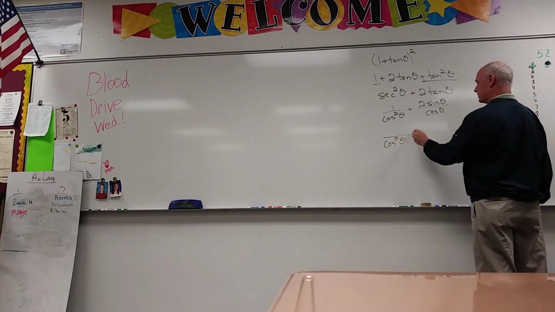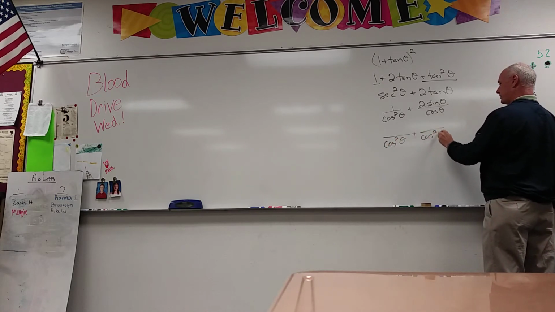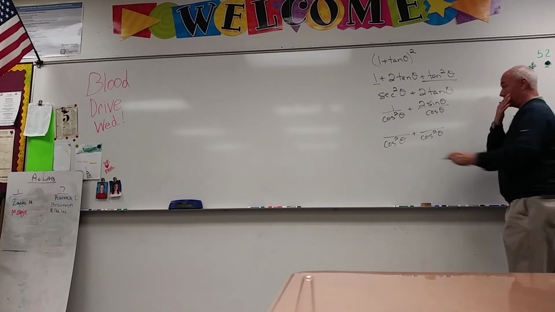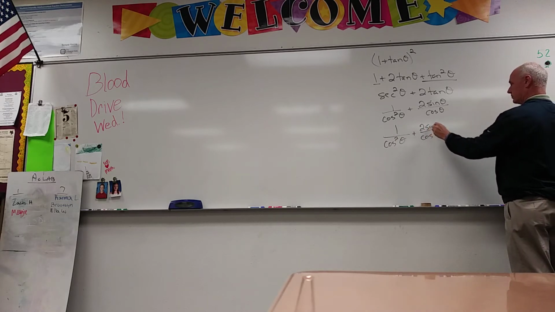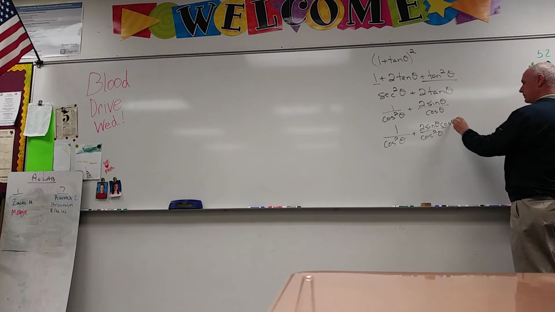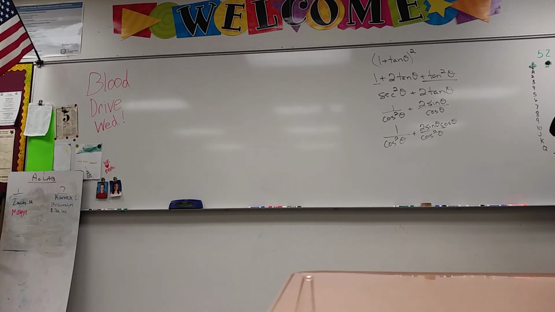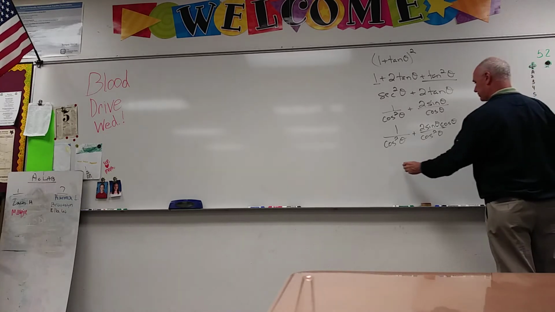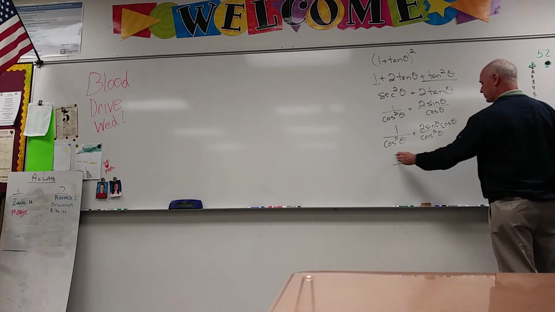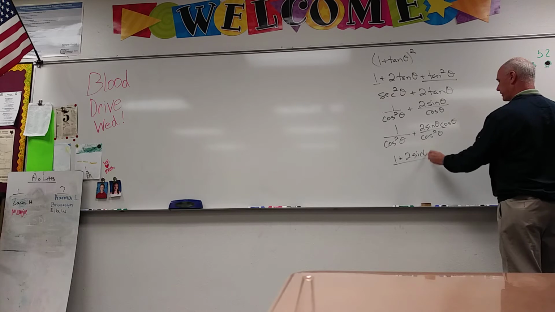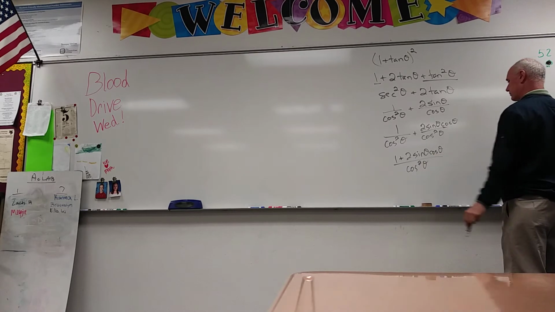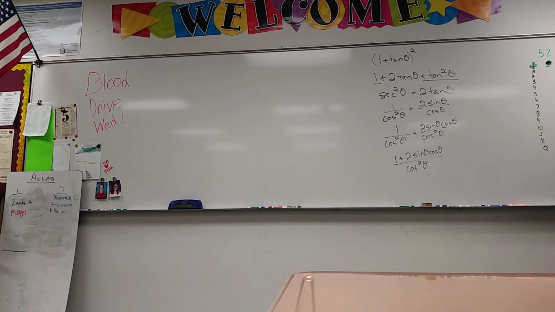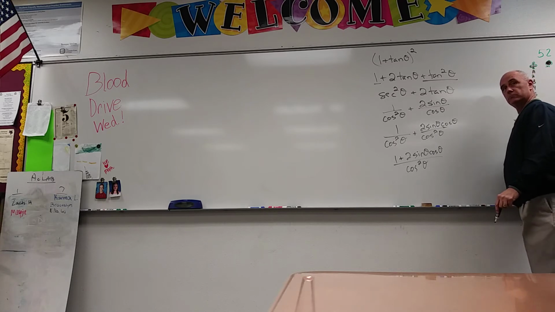So cosine squared of theta. First numerator is 1, nothing happens to that fraction. Second numerator is 2 sine of theta cosine of theta, because we multiplied the bottom by cosine of theta. We now have a common denominator. So let's write it as one big fraction. So 1 plus 2 sine of theta cosine of theta over cosine squared of theta, which I believe is probably the answer. Is that correct?